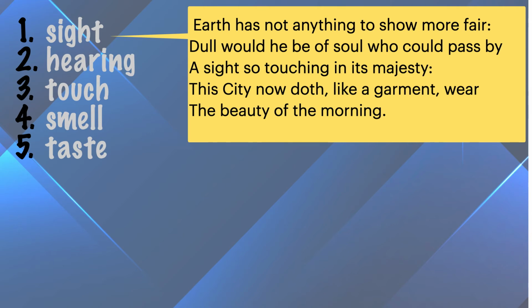It's London. Well, it may have been beautiful in its day. Let's see what he has to say. Earth has not anything to show more fair. Dull would he be of soul who could pass by a sight so touching in its majesty. The city now doth like a garment wear the beauty of the morning.